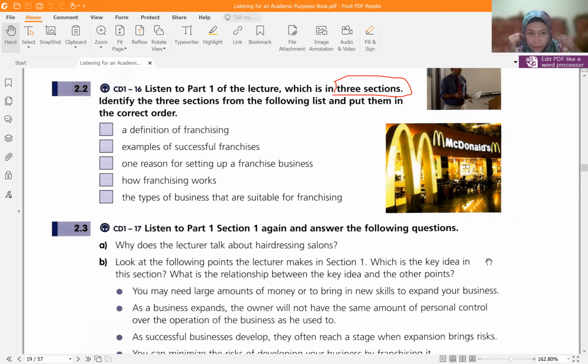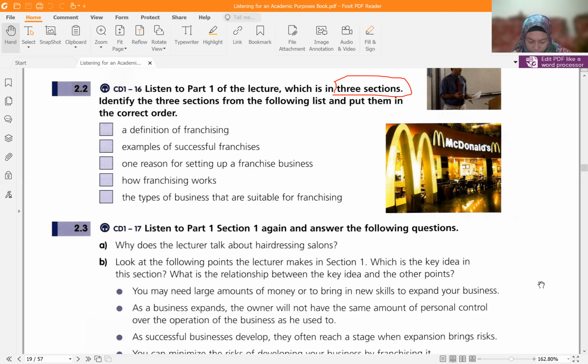Unit 3. Identifying key ideas in lectures. Exercise 2.2. Listen to part 1 of the lecture, which is in 3 sections. Identify the 3 sections and number them in the correct order. Franchising. Part 1. Section 1.